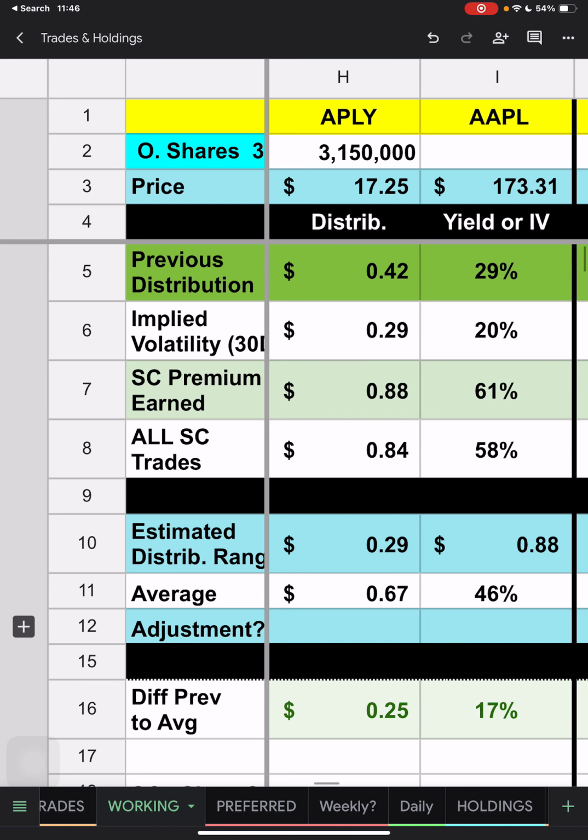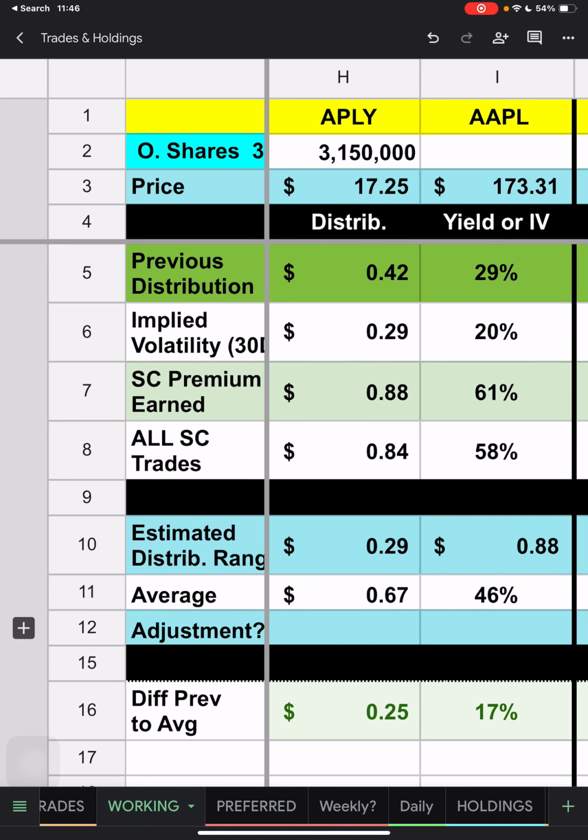So we go to Aptly here. 42 cents last time, if I remember correctly, that was up. But it was a 29% yield. If we look at implied volatility, it's only 29 cents. And if we look at that premium earned, it says 88 cents. And then if we look at the all short call trades, that's 84 cents. So if I remember correctly, that was a big one for Apple last time. And looking at these two, that tells me I would expect an even bigger payout this time, which I can understand.